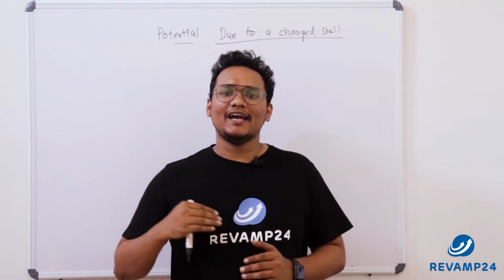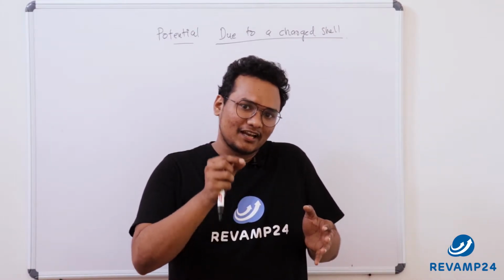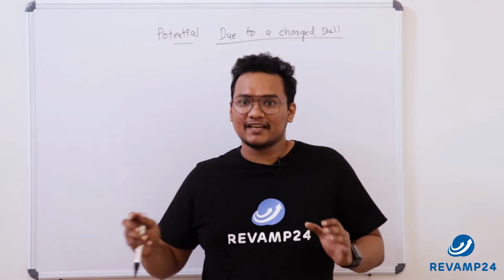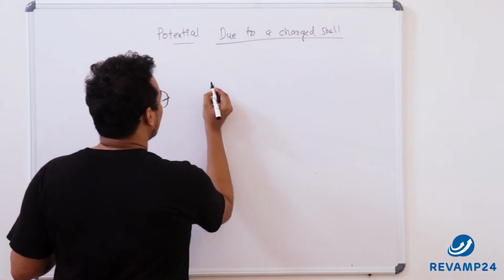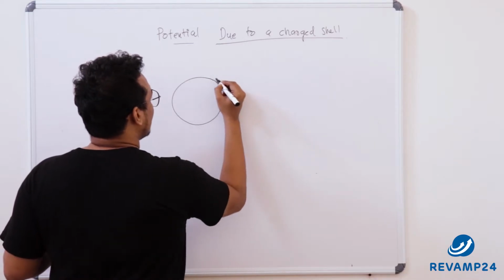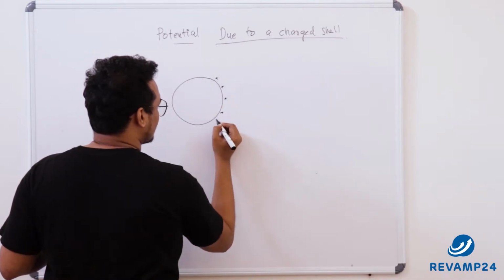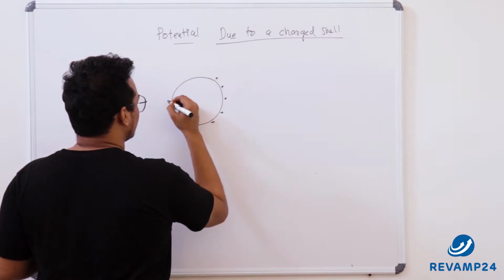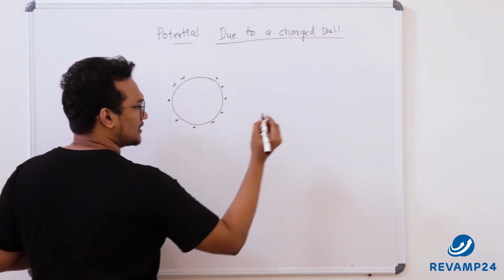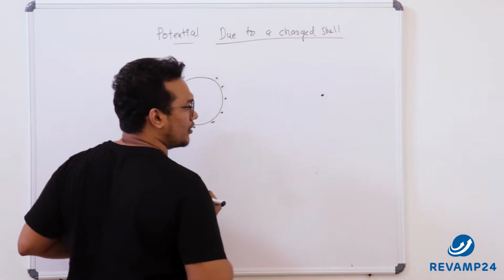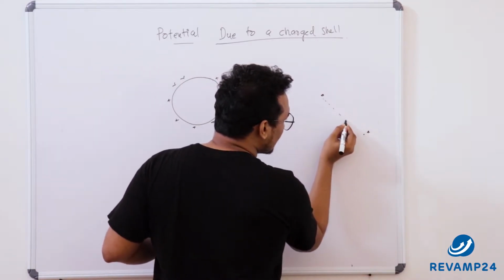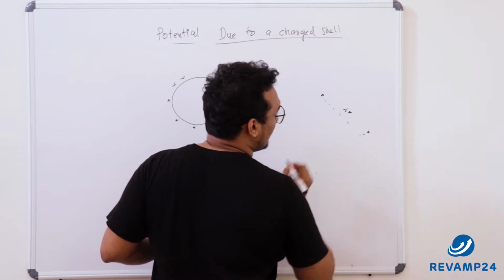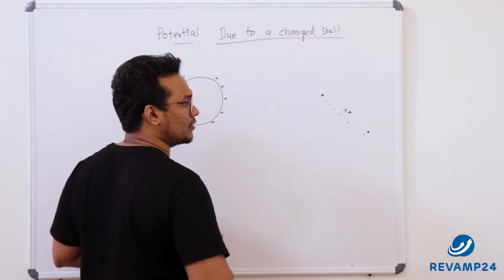In this video, I'll explain how potential varies with respect to position from a charged sphere. Now, a charged sphere has charges on its circumference. With respect to a point charge, I have already told you what the potential will be at a distance A, which is measured at r distance away from the source charge.